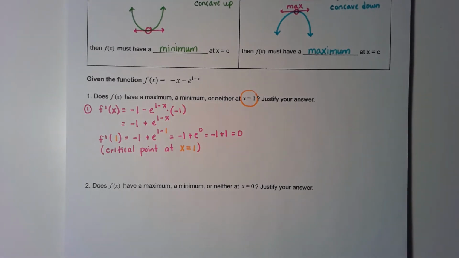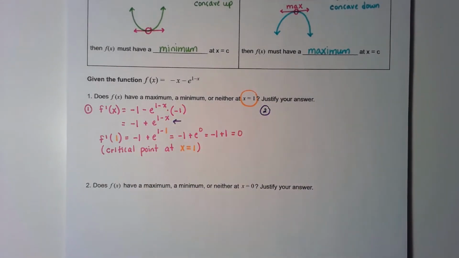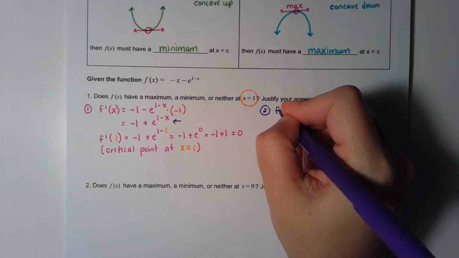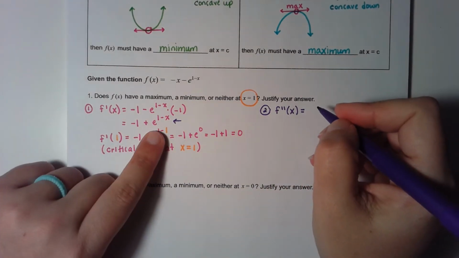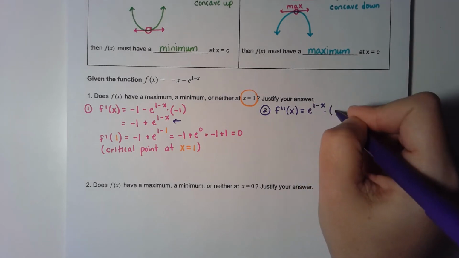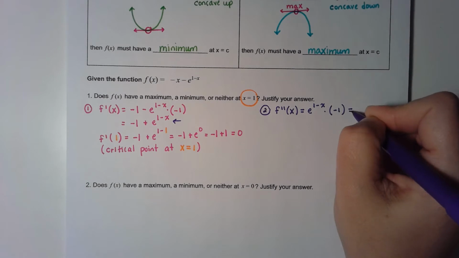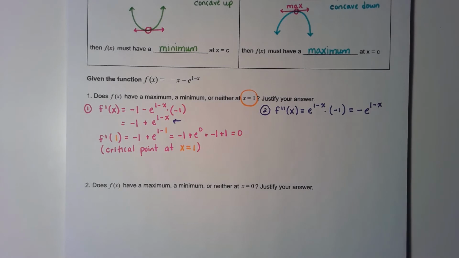Now, in order to determine if that's a max or a min or neither at that spot, I'm going to find the second derivative and see what's happening. So I'm now going to take my original function and find the second derivative. I'm going to start here because that was my simplified first derivative. So my second derivative would be the derivative of negative 1, which is 0. Then I'm just going to take the derivative of e to the something, which would be e to the something, times the chain rule, which just like before would be negative 1. So my simplified second derivative would be negative e to the 1 minus x power.